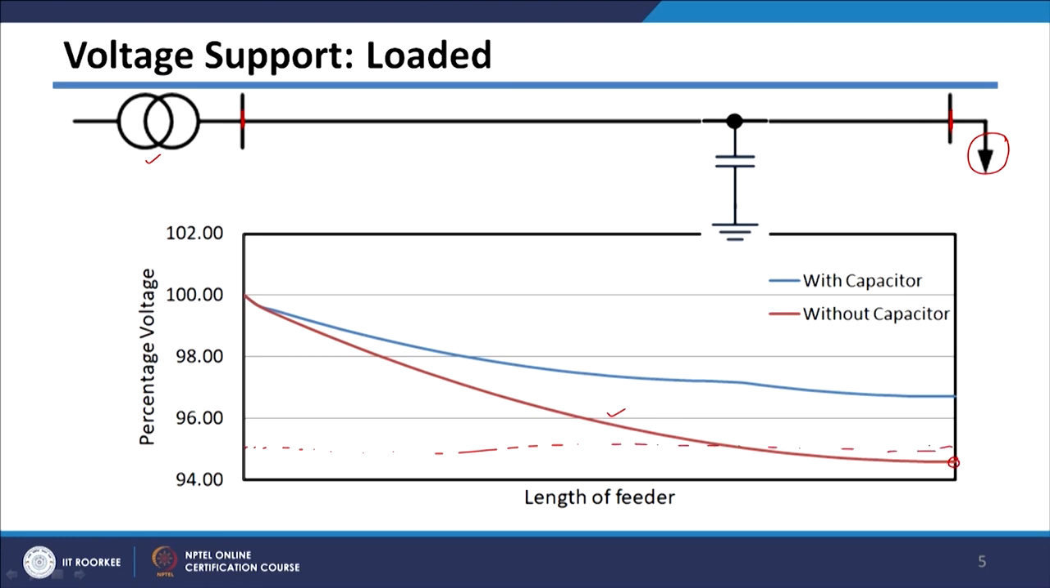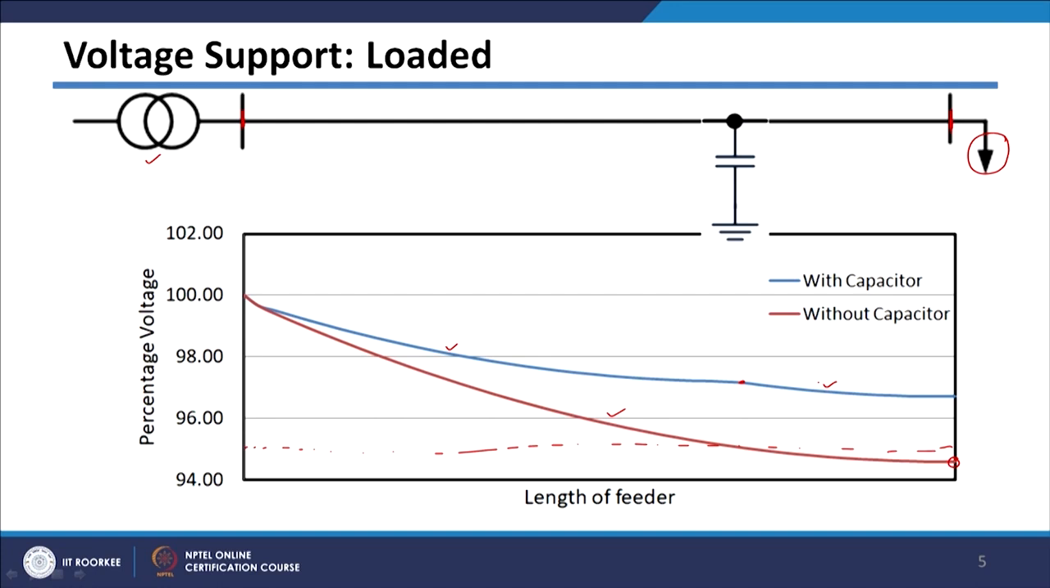By providing the capacitor, you can see that after putting the capacitor, the voltage profile has improved. At this junction you can see that the voltage profile has increased, and the overall performance with capacitor will be like this. So, if you are providing a capacitor bank on the feeder, it is providing you voltage support.